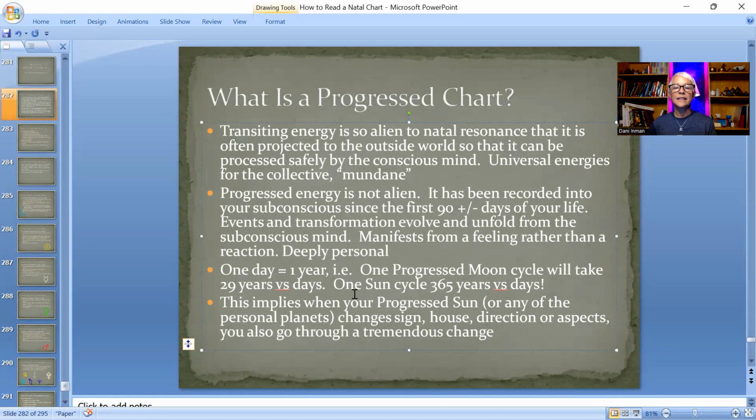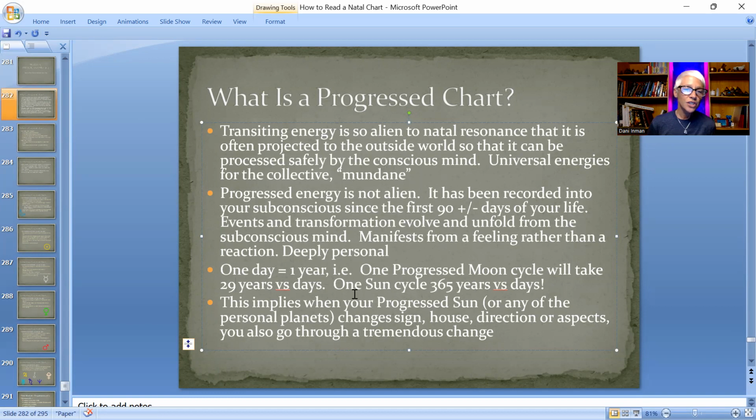But progressed is not alien. Progressed has been recorded into your subconscious since the first 90 plus or minus days of your life. And it basically represents your entire life, which is why I say plus or minus 90. Some of us live shorter lives and some of us live longer lives. And when events happen in a progressed chart, transformation evolves and unfolds from the subconscious mind. So it's literally something that wells up in the base of you and then begins manifesting externally. Okay. And it's deeply, deeply personal, which is why the only good example I could give you was my chart.